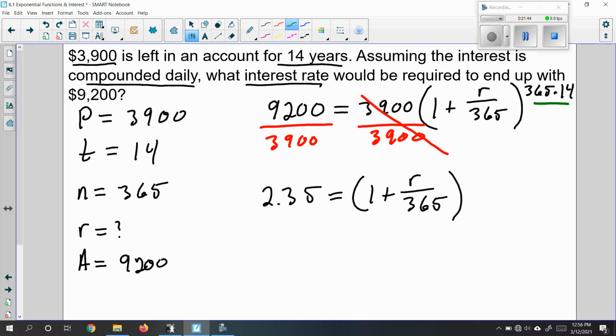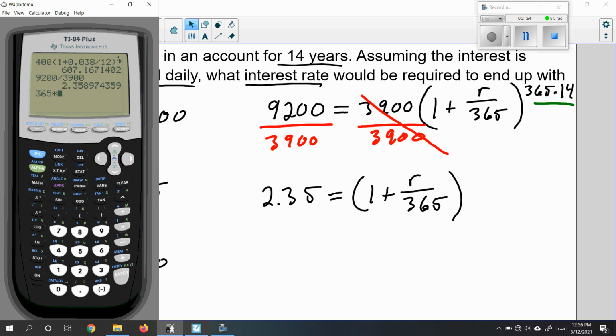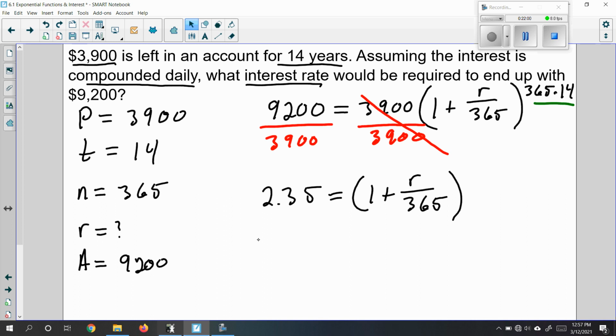Now I'm going to go ahead and compute this little bit up here. 365 times 14 is 5,110. So this is all to the power 5,110. Okay, so now I need to get rid of this exponent. So let's go back to where we talked about rational exponents.